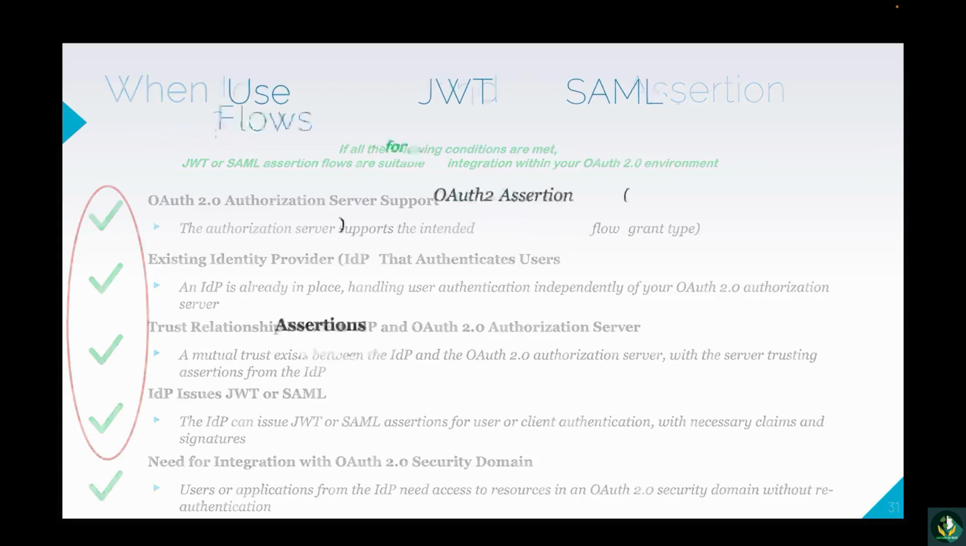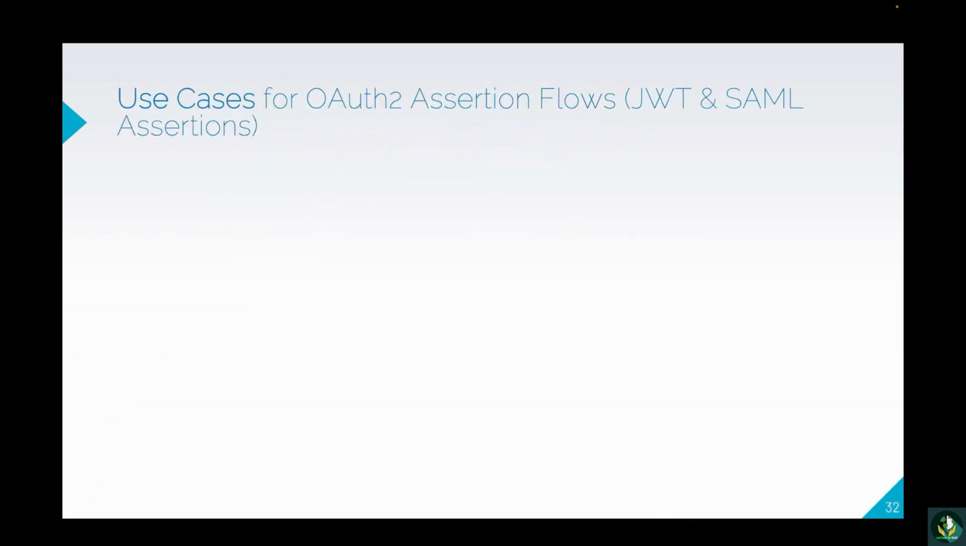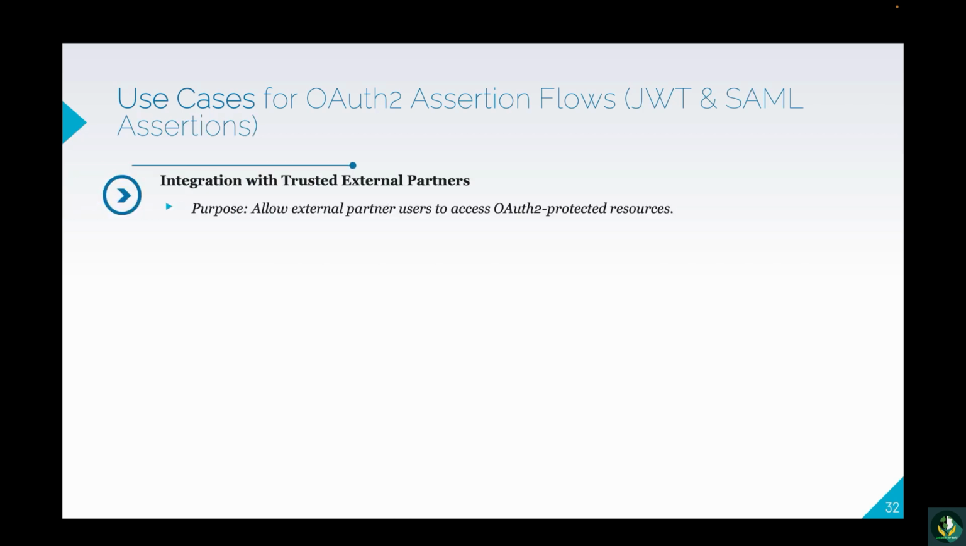considered. Based on my experience working with various integrations, let's move on to some use cases for OAuth 2 assertion flows using JWT and SAML. The assertion flows provide solutions for integrating various systems seamlessly, so it is essential to understand when and why to use them. First, we have trusted external partners integration.